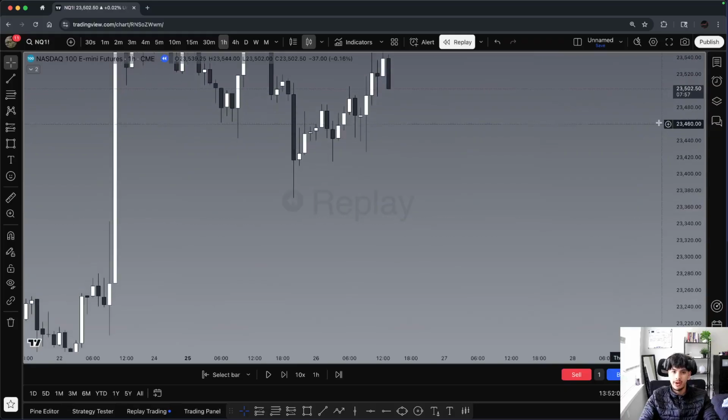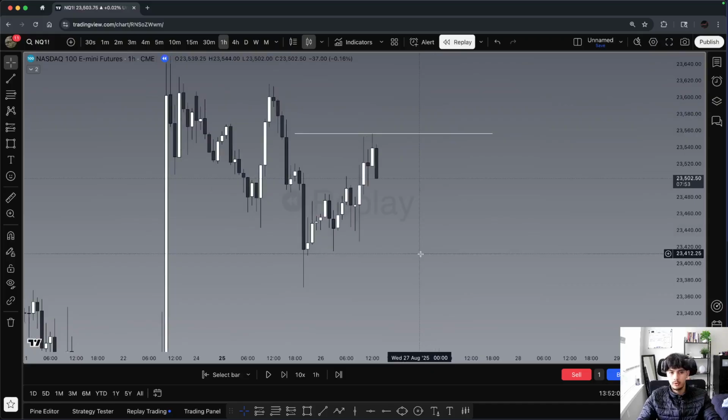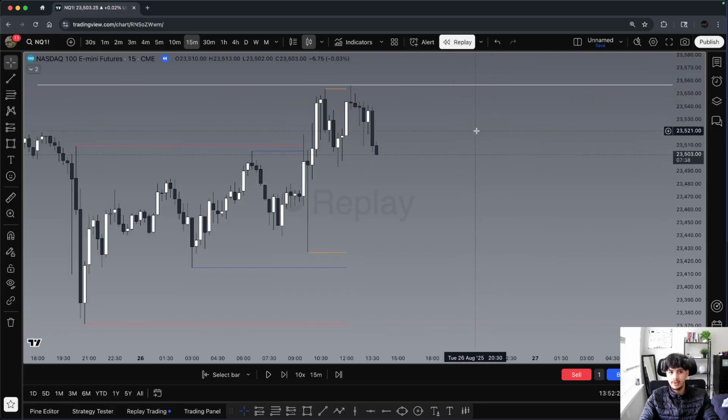So now that I have my bias, what I'm looking for is a point of interest where I can look for manipulation inside of manipulation in the opposite direction of my bias, right? I'm bullish, so I want to see manipulation to the downside inside of a PD array, ideally a fair value gap, and I did end up finding that exact thing on my medium time frame.